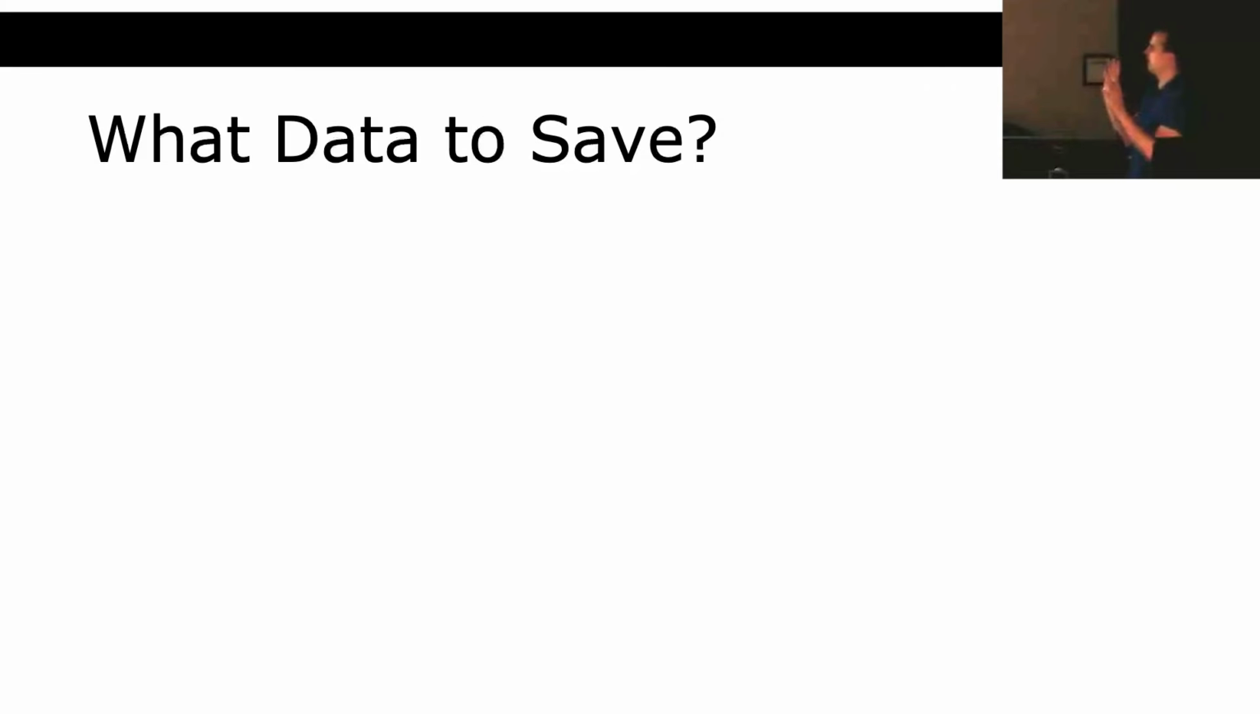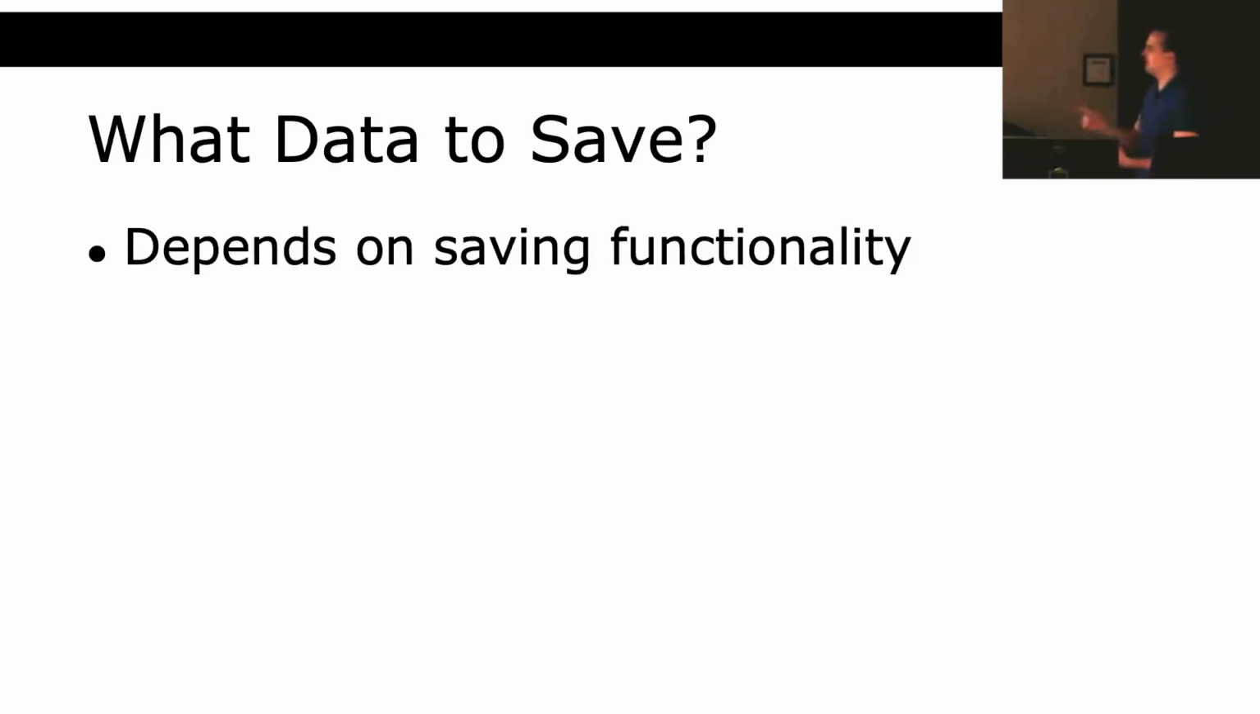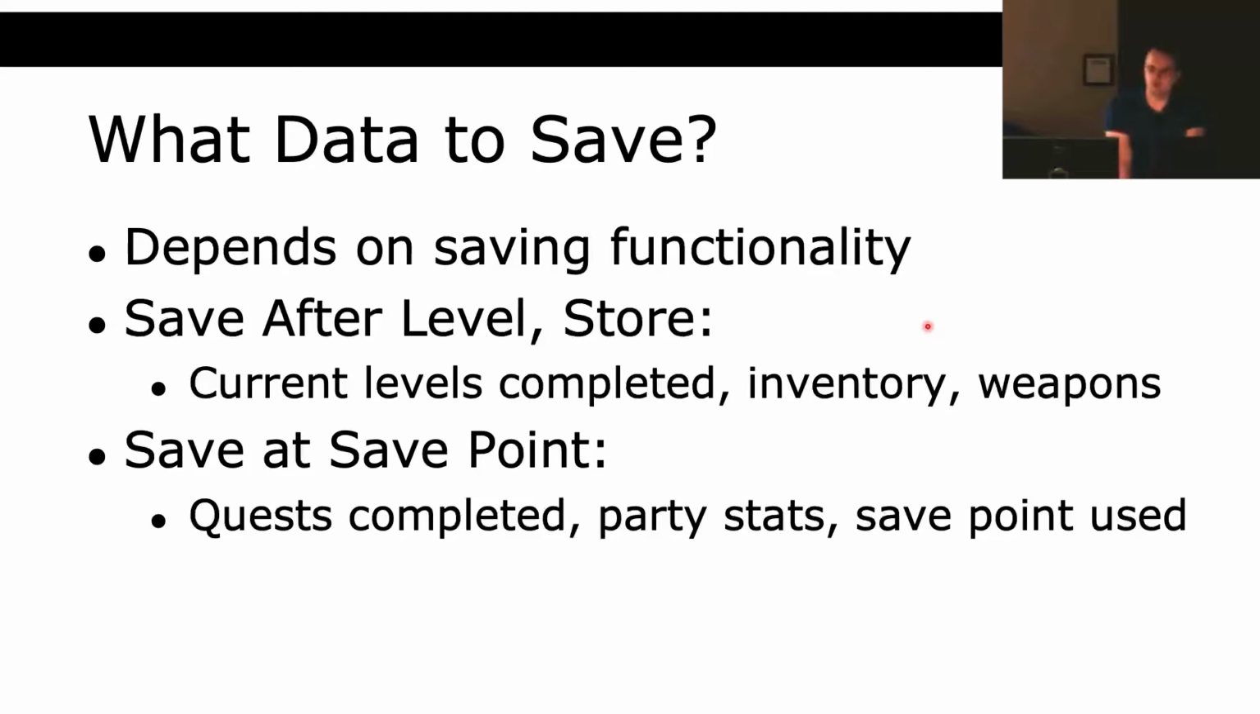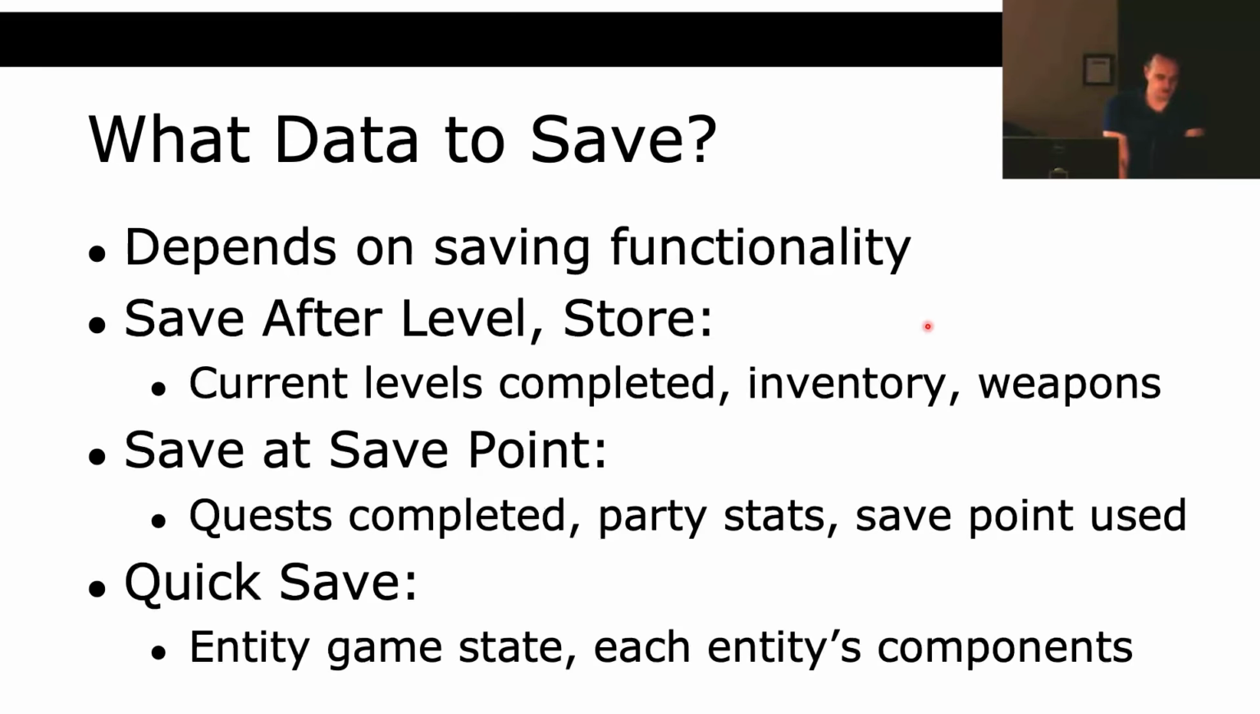So we've been talking about all this, but now you have to say, okay, I have to implement this. What data do I actually save? Which data to save depends on the type of saving that you want in your game. We've talked about this a little already. For example, if you're saving between levels, then you would want to store your current levels completed, your inventory, your weapons, your Mario power-up state, whatever. If you're saving at a save point, then typically this type of game might have some sort of quests completed, party stats, which save point you used, etc.